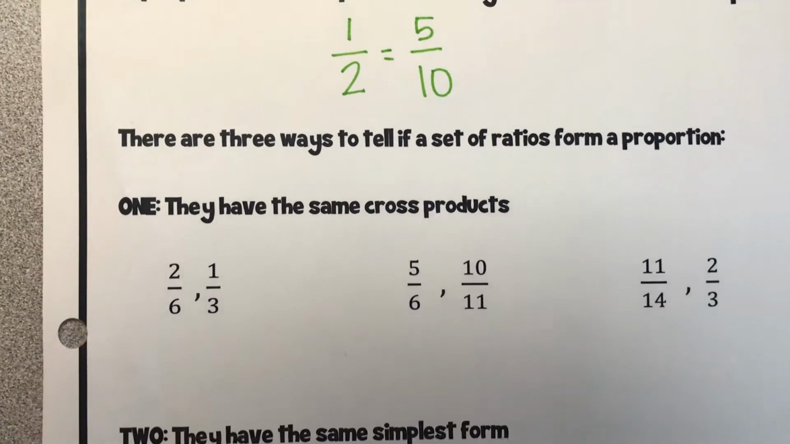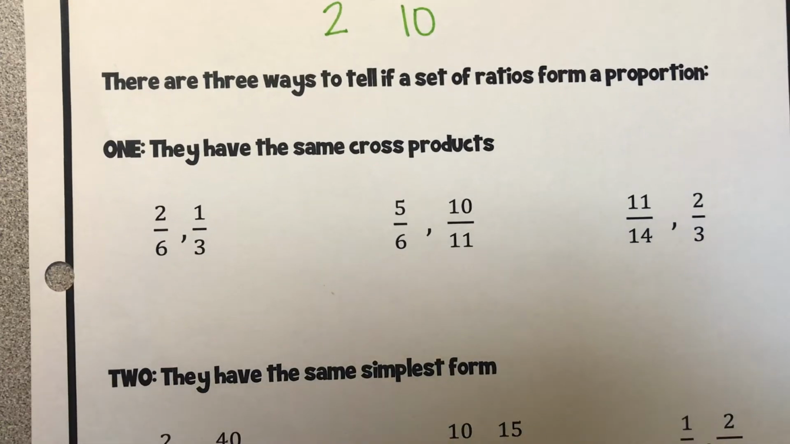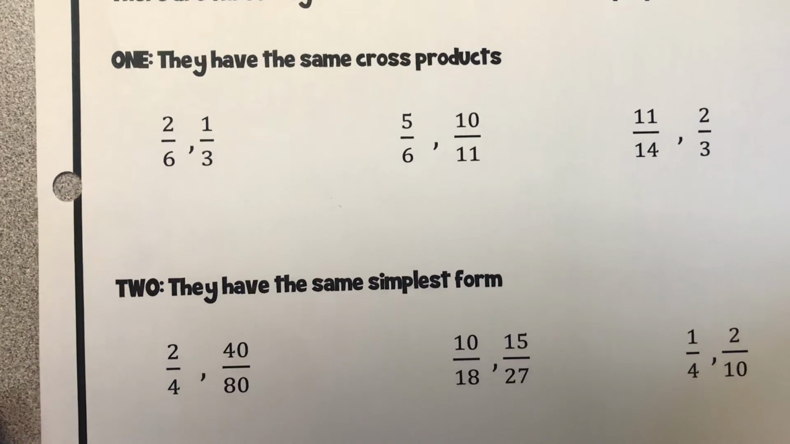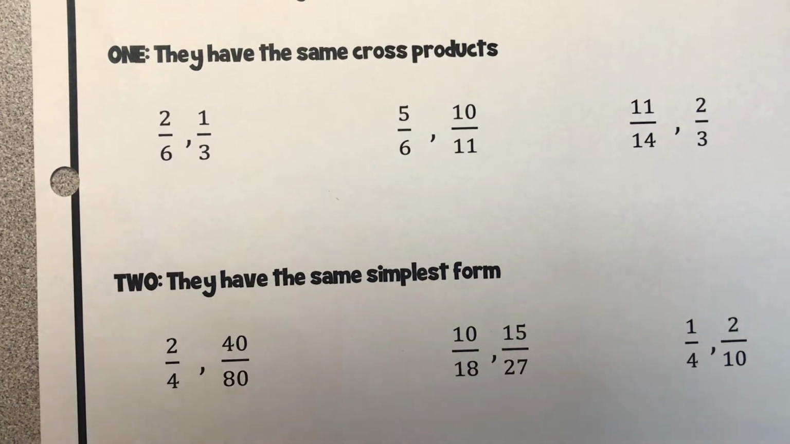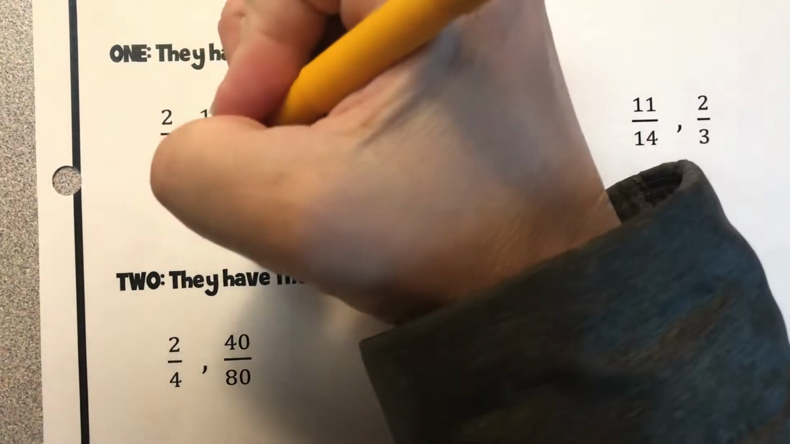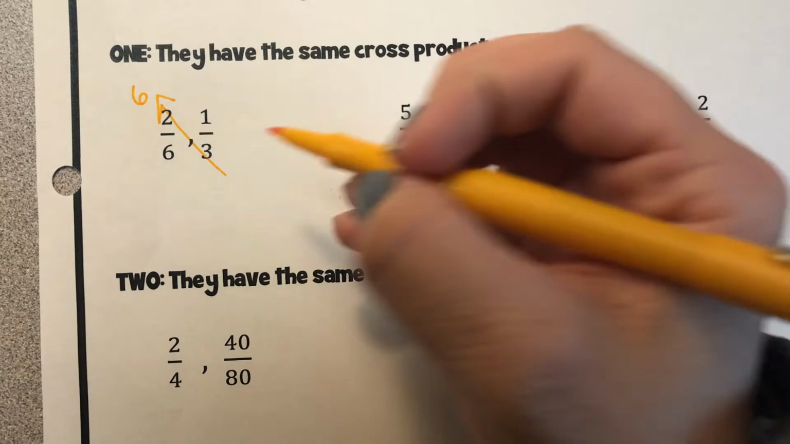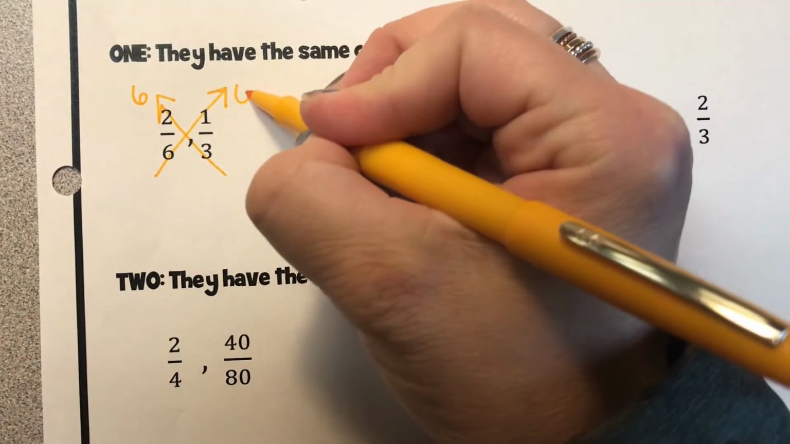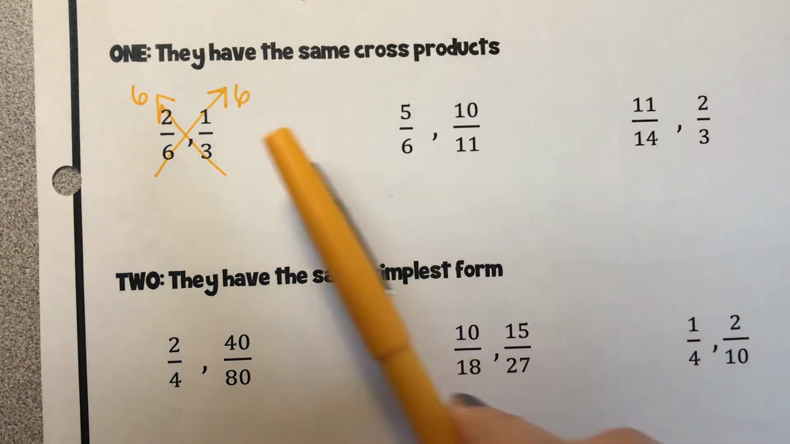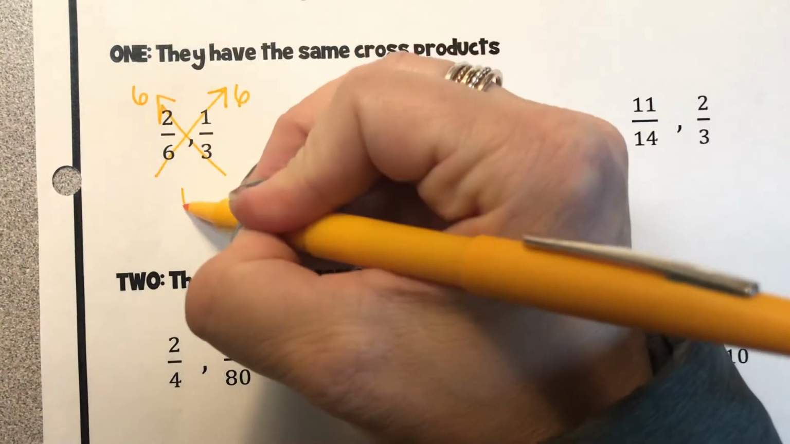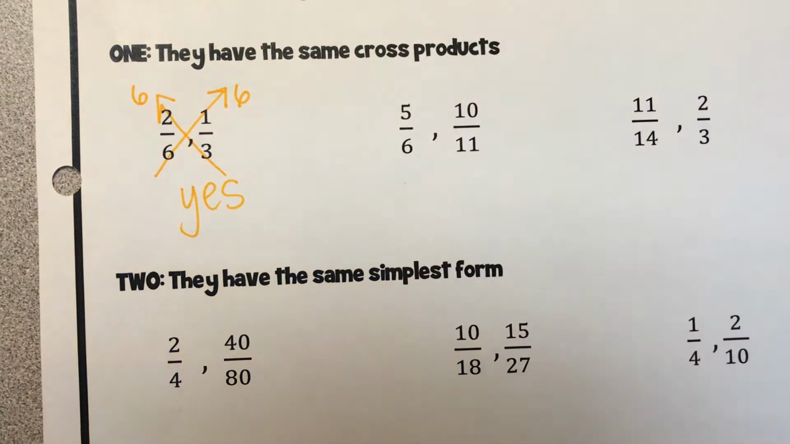So there's several different ways that we can tell if two ratios form a proportion. One is if they have the same cross products. So for example, here, if we do 2 times 3, that's 6. And then 6 times 1 is 6. So these two have the same cross products, therefore they would form a proportion.